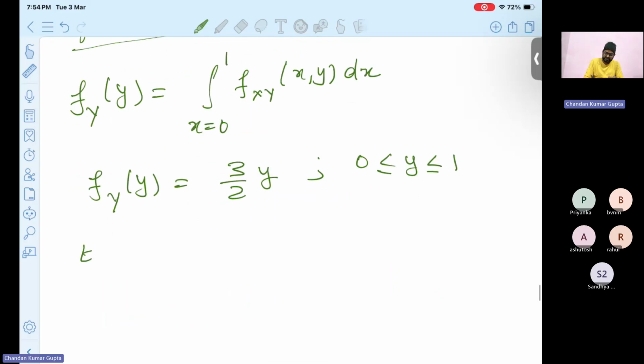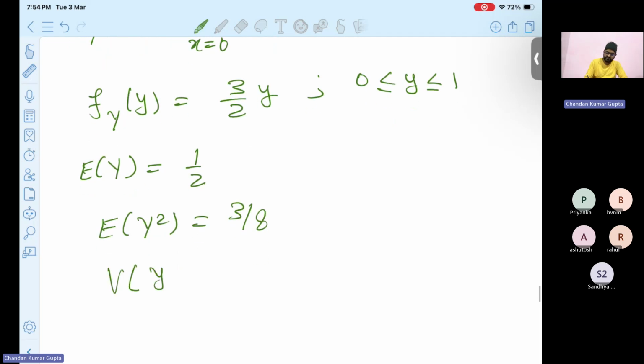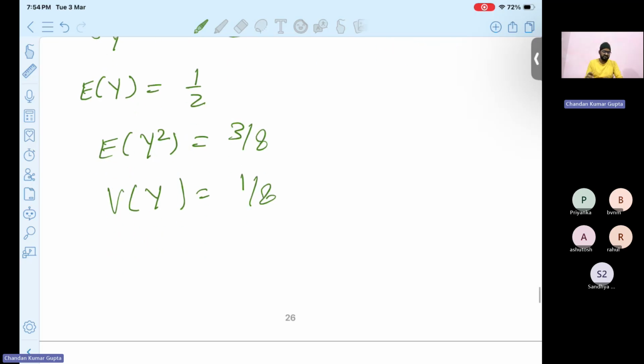Now the expectation of y comes out to be the same value, 1 by 2. The expectation of y square is 3 by 8. The variance of y, let me write it clearly, here we need to write the capital, comes out to be 1 by 8 again. So everything is calculated. Now the last is expectation of xy, because the covariance term is needed. The covariance of xy is expectation of xy minus expectation of x into expectation of y.